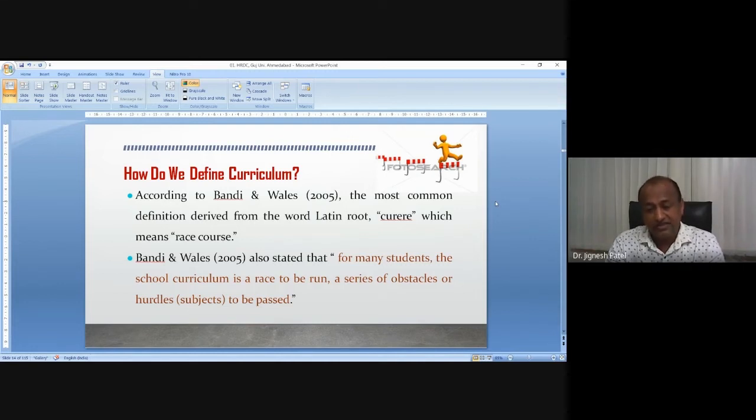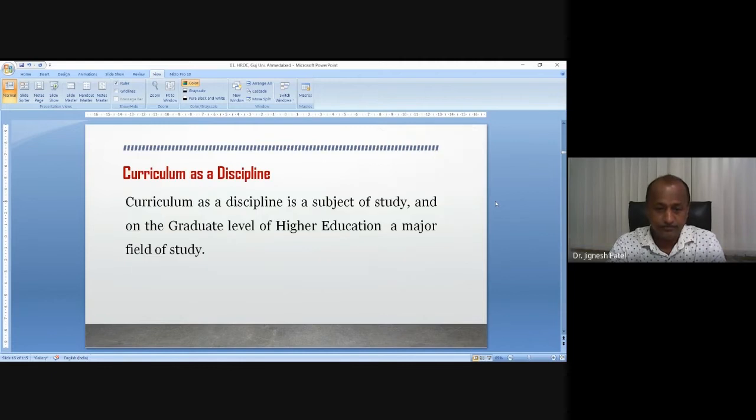Again, Bundy and Wells say that for many students, the school curriculum or college curriculum is a race to run, and while running this race, they have a series of obstacles or hurdles to be passed. So whether they want or not, they have to give the formative assessment test, summative assessment test. They have to carry out the project works and so on. Whatever the activities, whatever the tasks given by the teachers, they have to follow all these hurdles or obstacles while completing the curriculum.